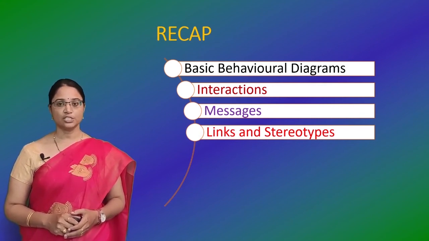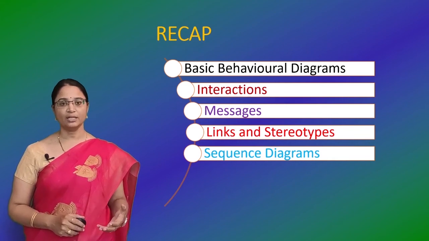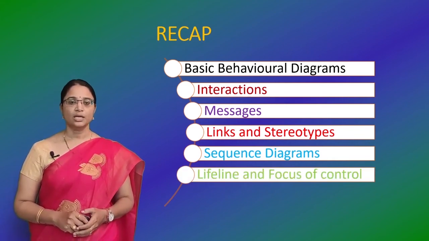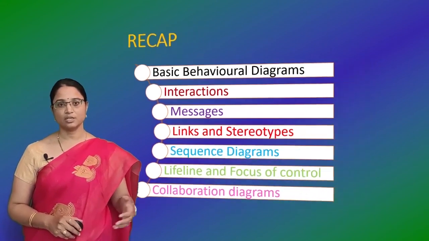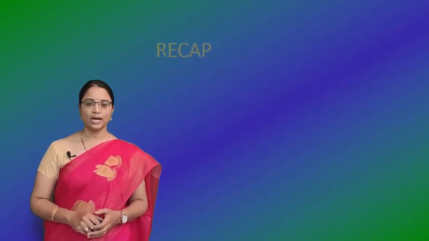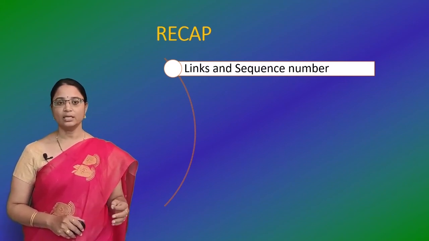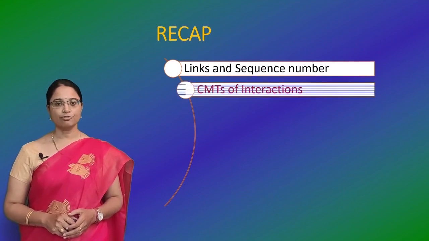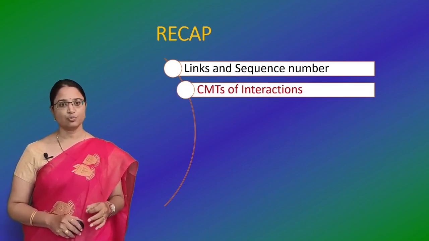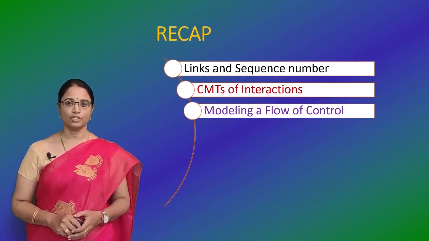And we have seen the sequence diagram. In the sequence diagram, we have discussed the lifeline and focus of control. Coming to the collaboration diagram, we have discussed the links and the sequence number. We came to know that the sequence diagram and collaboration diagram are semantically equivalent and isomorphic. And we have seen the common modeling techniques of interactions. In the interactions, we have seen only one common modeling technique, that is to model the flow of control.